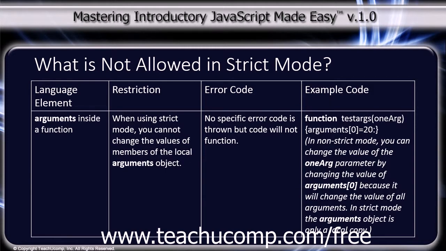Arguments inside a function. When using strict mode, you cannot change the values of members of the local arguments object. Again, no specific error code is thrown, but the code will not function. We have the example code function test args, one arg, will not function properly.